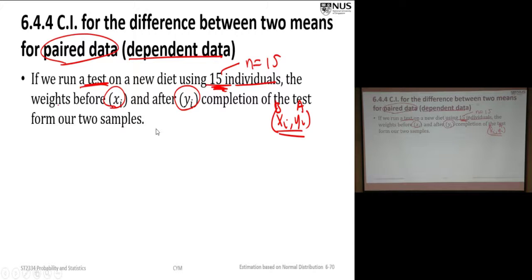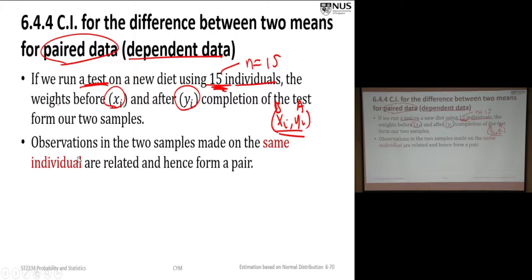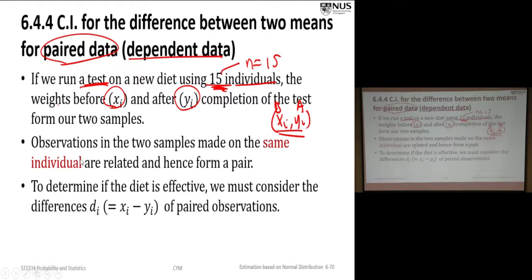All right? So they are from the same individual and are related. So we want to determine the effectiveness of this diet. So we would like to look at the difference. Look at Xi minus Yi. Of course, you can also look at Yi minus Xi. You can look at this as well. All right? It doesn't matter, so long as it's the difference between the two. So usually it is maybe after minus the before weight, then it's Yi minus Xi. Or you can just have Xi minus Yi. All right? But you have to get the right interpretation.